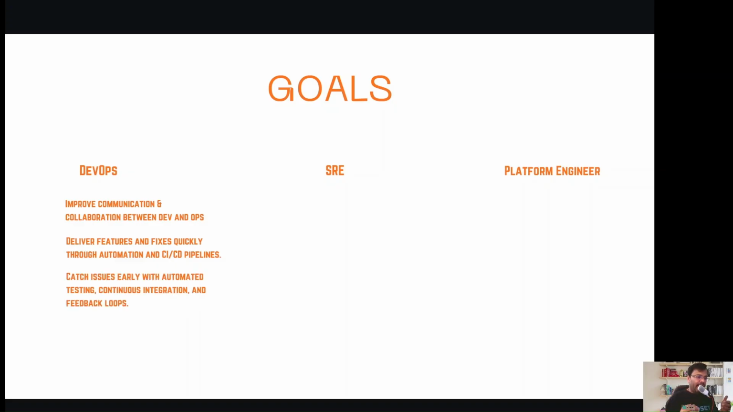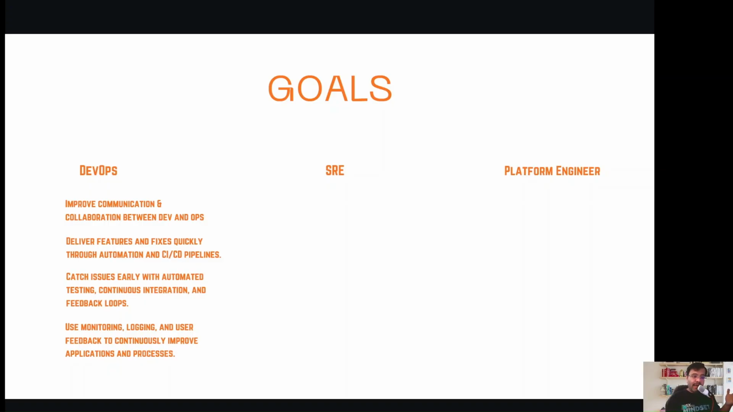The third goal is to catch issues earlier with automated testing, continuous integration, and feedback loops. The fourth one is that DevOps also focuses on using monitoring tools like Splunk, Dynatrace, AppDynamics, etc. For logging, they can use Datadog, etc. And they also focus on continuous feedback from the users to improve the application and the processes.